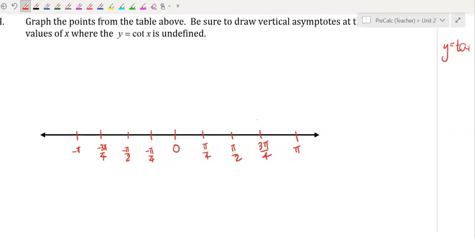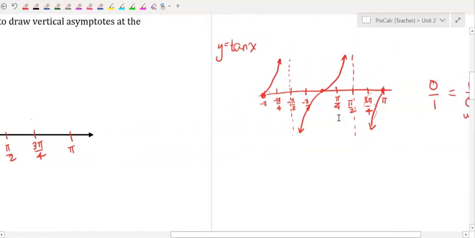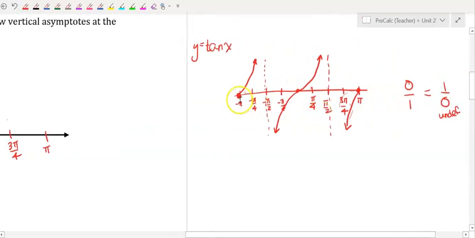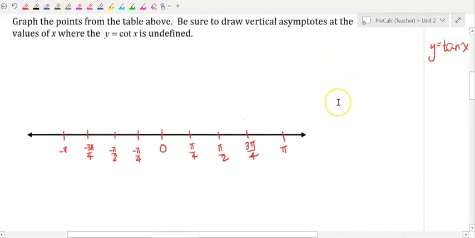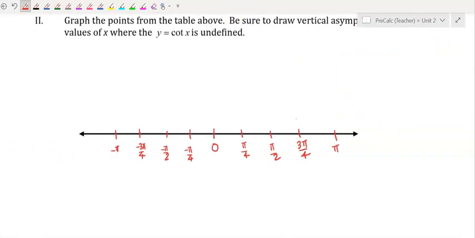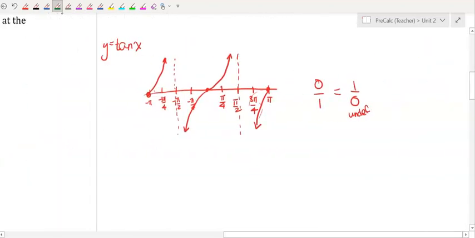And so let's refer back to the tangent graph again. So tangent at negative pi, 0, and pi was 0. And the reciprocal of 0 is undefined. So I already know right now, based off of that information, that at negative pi, 0, and pi, I'm going to have an asymptote. All right, let's go back over here and look at this again.